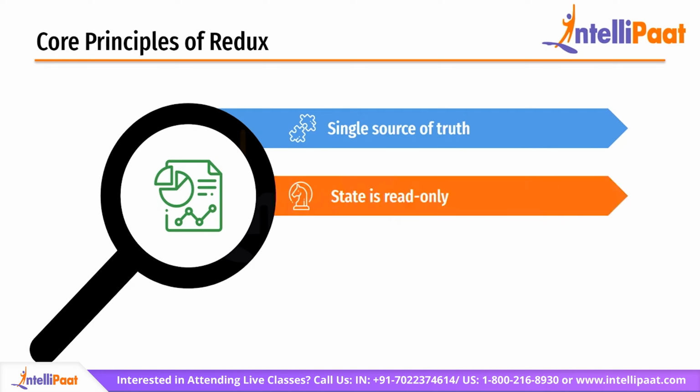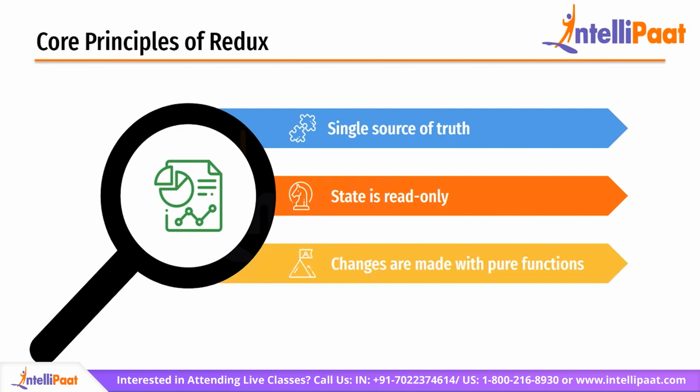Second, state is read-only. In Redux, the state is read-only, which means that it cannot be directly modified by components or other parts of the application. Instead, the only way to change the state is by dispatching an action, which is a plain JavaScript object that describes the change. Once an action is dispatched, it is passed on to reducers, which are responsible for updating the state. By making the state read-only and enforcing a strict set of rules for how it can be updated, Redux provides a predictable way to manage application state.